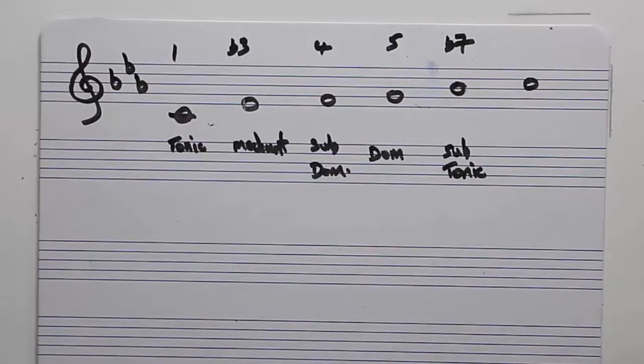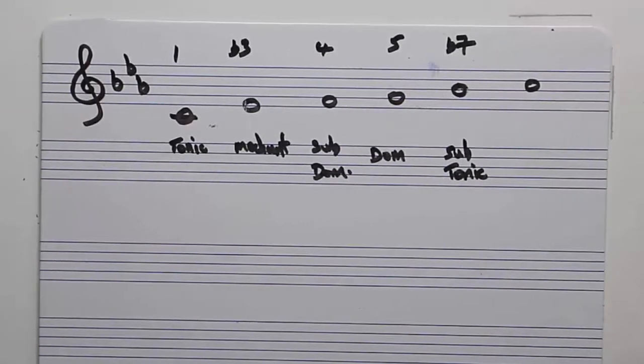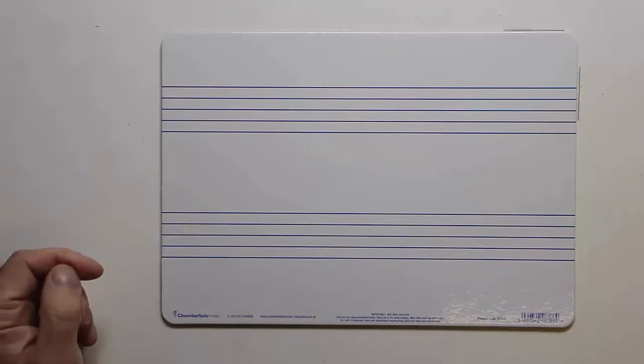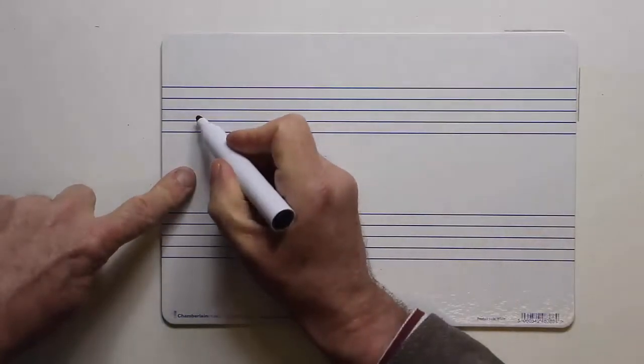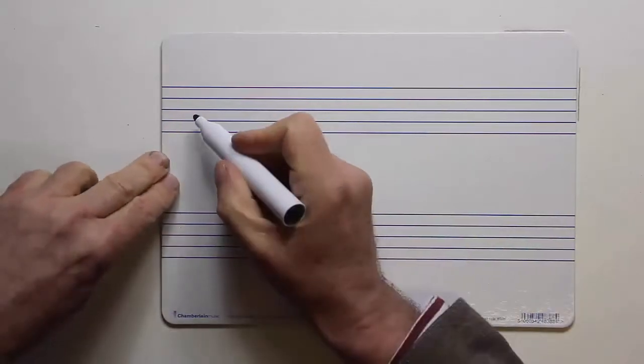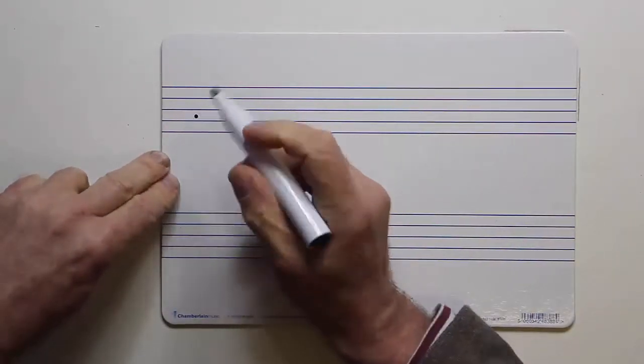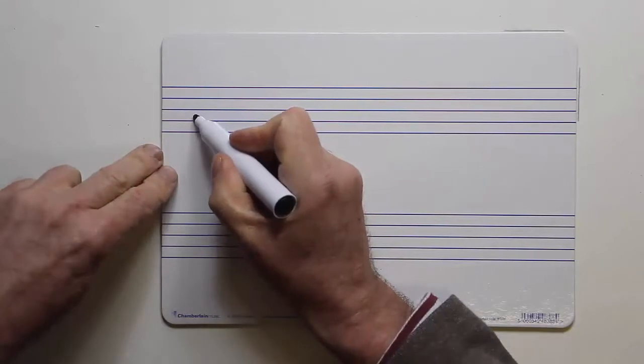So I'll just think if there's anything else. Okay, so I just want to go over some good practice in music writing. So first thing is, when you're writing music out, make sure that you write the clef and the key signature.